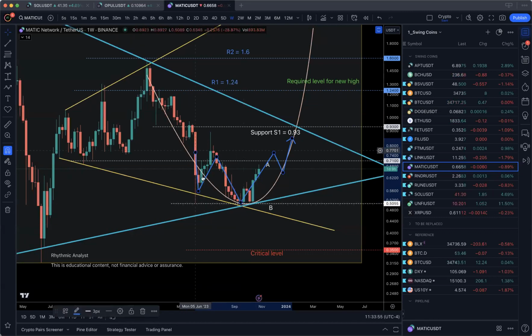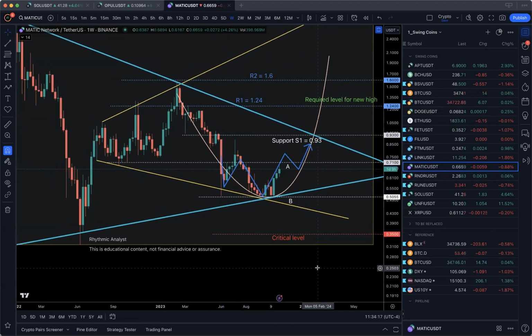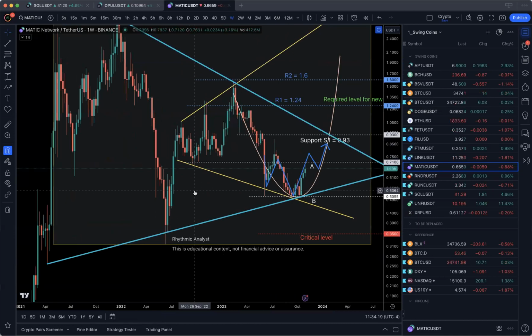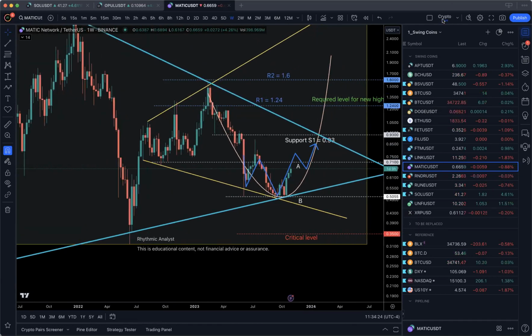Anyway, this is an inverse head and shoulder. So this is the great grandchild. Then the pink part is a grandchild. Then the yellow pattern, this whole expansion, is a parent, and then the symmetrical triangle is a grandparent. Yeah, this is amazing. Four generations. Beautiful.